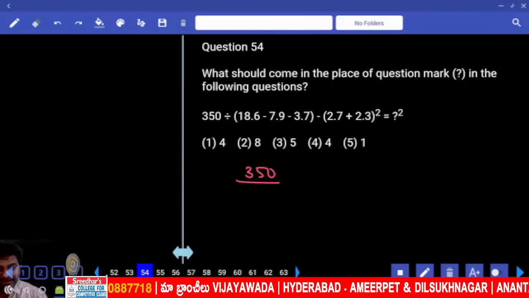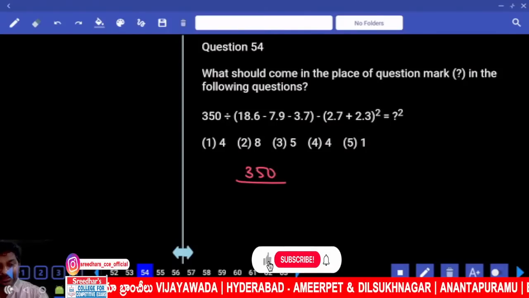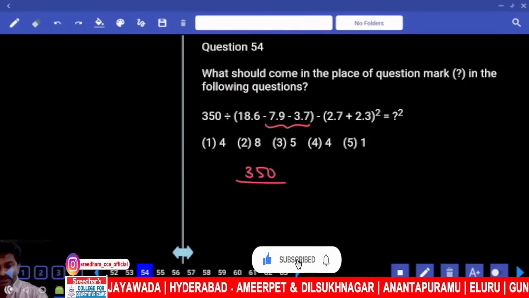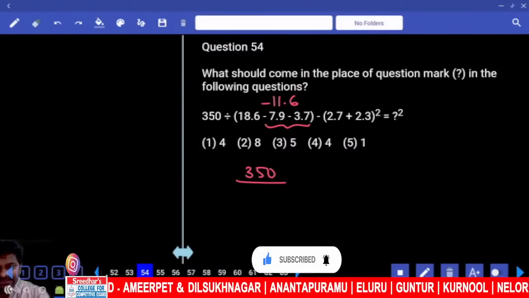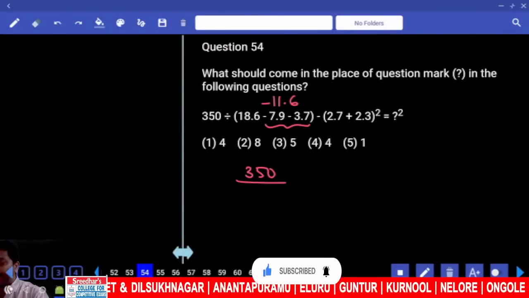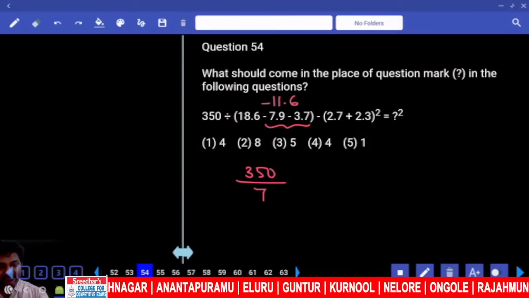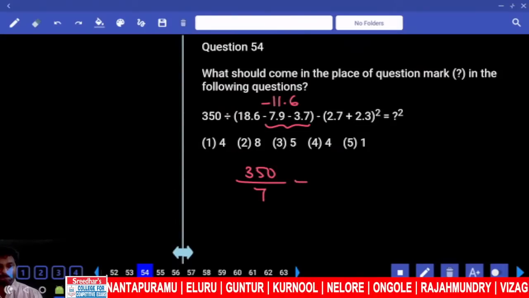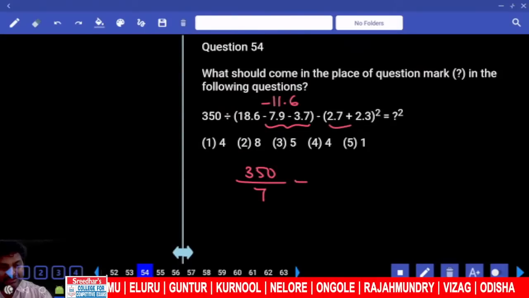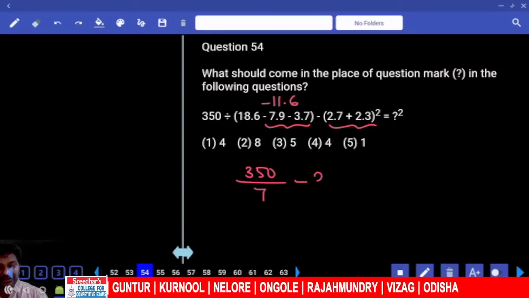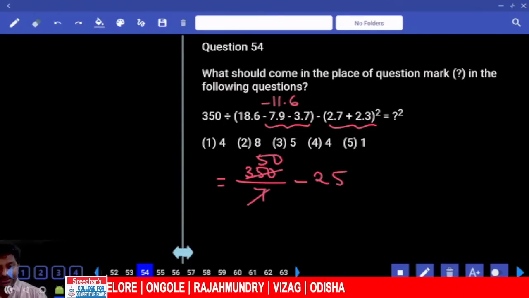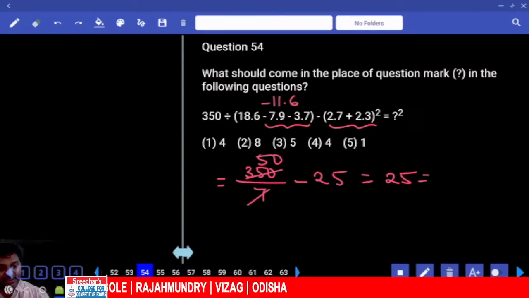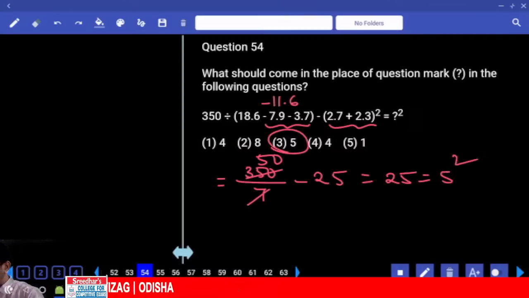350 divided by. These two are negative numbers. Sum of both the numbers will be 11.6, a negative number subtracted from 18.6. 7 minus. This is 5. 5 square 25. This value 50. 50 minus 25. The number 25 can be written as 5 square. Answer 5. Option 3.